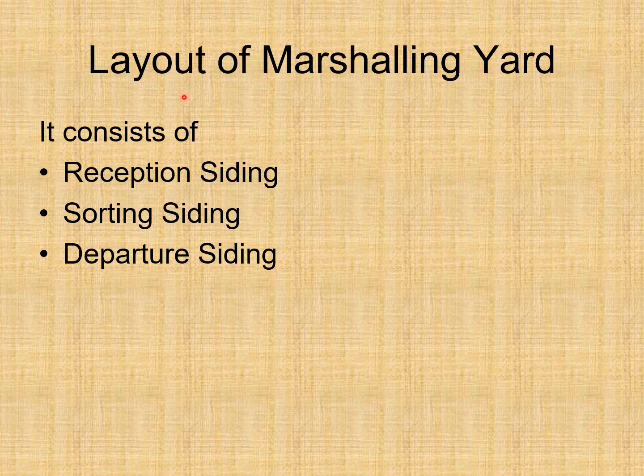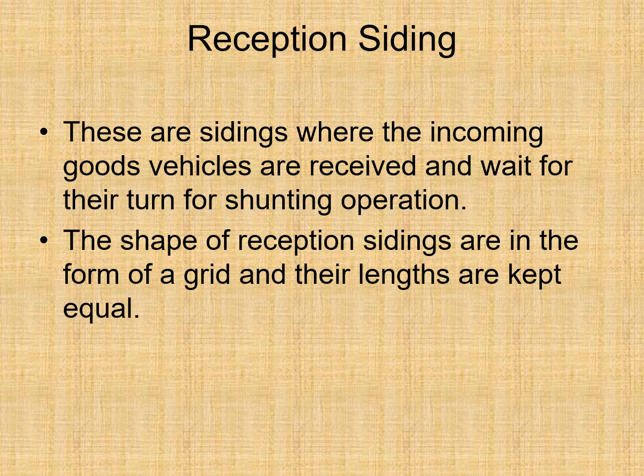Now, the layout of marshalling yard. So there are three important parts: reception siding, sorting siding, and the departure siding. First, look at the reception siding. These are the sidings where the incoming goods vehicles are received and wait for their turn for shunting operation. The shape of reception sidings are in the form of a grid and their lengths are kept normally equal.